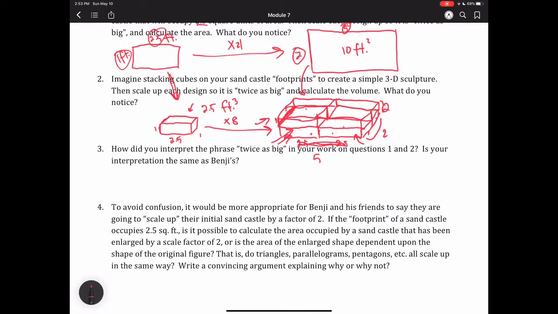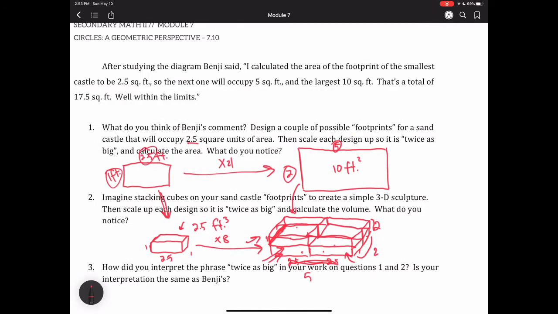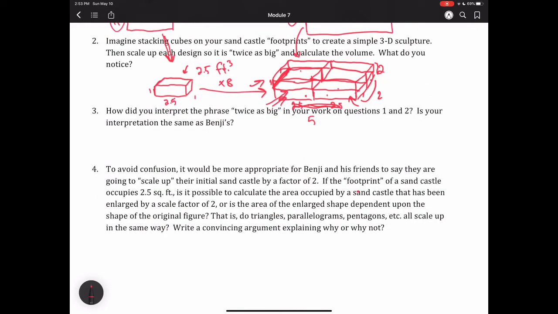So we didn't just double to have our footprint twice as big, right? When we doubled our side lengths, we ended up getting a footprint that was 4 times as big, right? So this didn't ever happen, and this won't happen either, right? If we double it again, we're going to end up with an even larger number. Okay, so we interpreted that slightly different than Benji did.